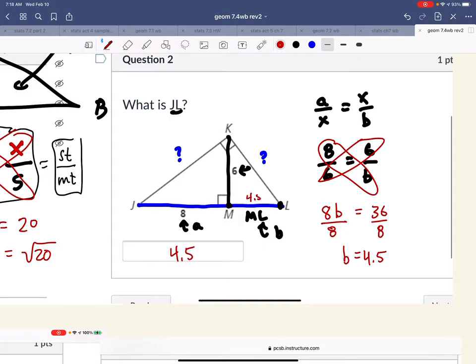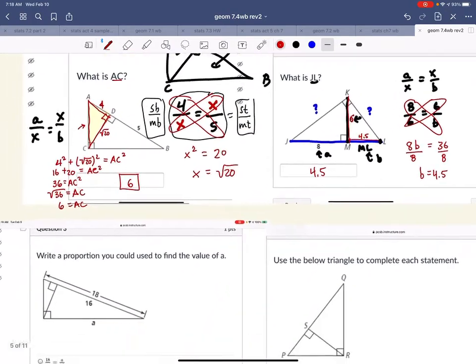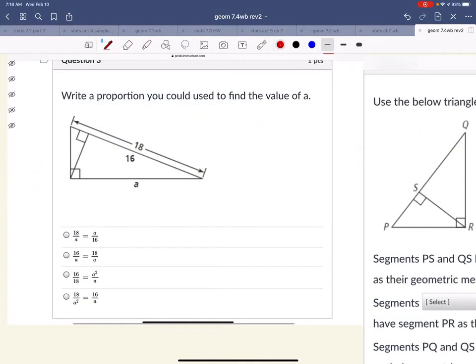Now let's plug that in just to make sure. Yep, so the small side of the baby is 4.5. The medium side of the baby is 6. That's a number that makes sense. Let's look at question number 3.